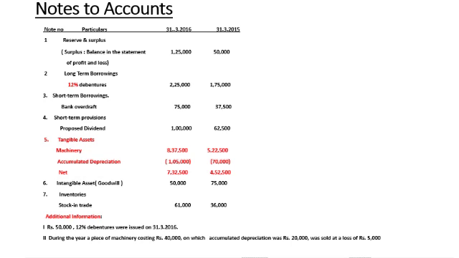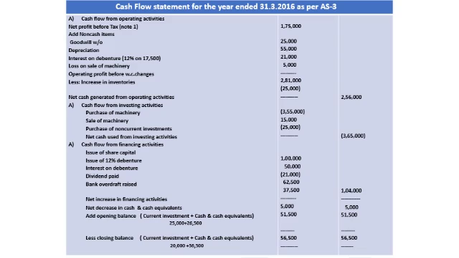Now the machinery account: the cost of 40,000 is given, the depreciation on the machinery sold is 20,000, and the loss on the sold machinery of 5,000 is given. So how will you place all these items? First of all, you may see here, this is the solution now.